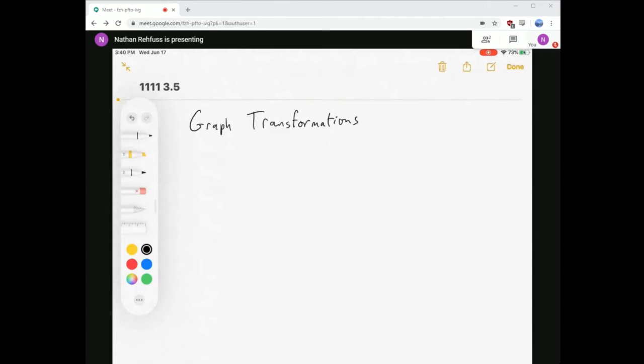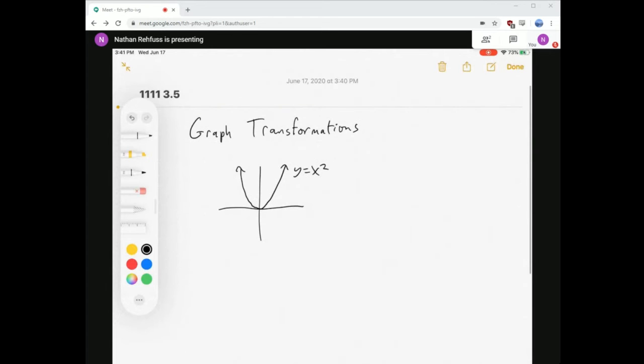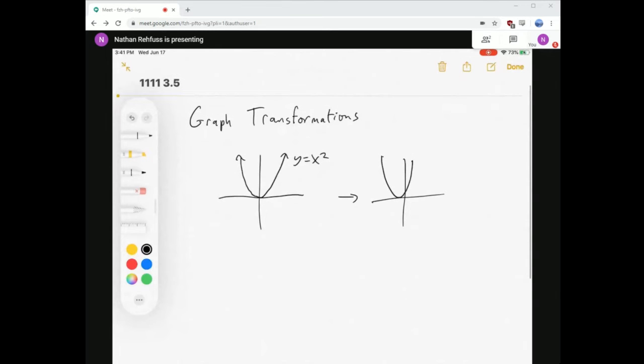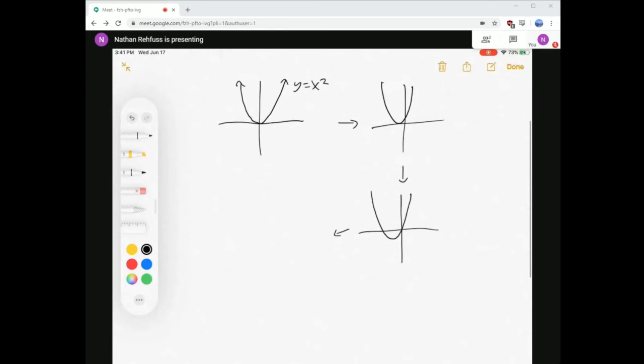The goal of a graph transformation is to start with a toolkit function. Let's say here's y equals x squared. We can start with this, and graph transformations are a tool to turn it into any other parabola we might want. So graph transformations do things like move the parabola left or right or up or down. So we could move it left, like so. And then maybe we could move it down. We could flip it over. And maybe we could stretch it or shrink it as well.